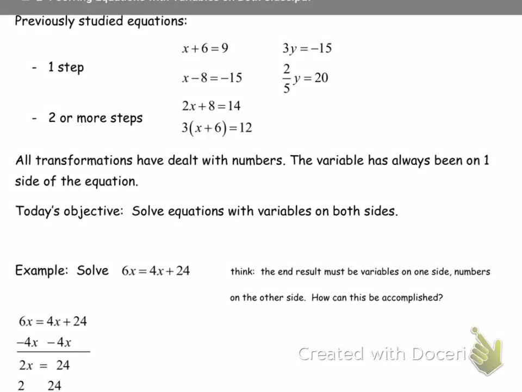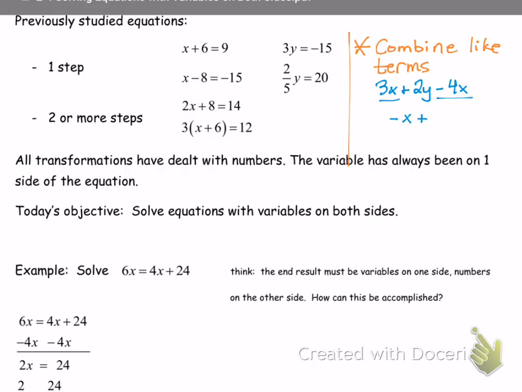Okay, class. So today's objective is, what if there are variables on both sides of the equal sign? How do we solve for that? Many of you have shown me that you kind of understand this, which is great. All you are doing is combining like terms, just as if you had 3x plus 2y minus 4x, you would combine 3x with negative 4x and you get negative 1x, or negative x plus 2y.